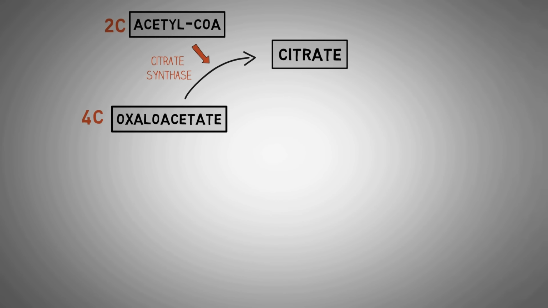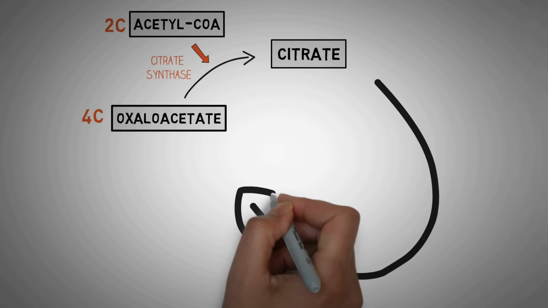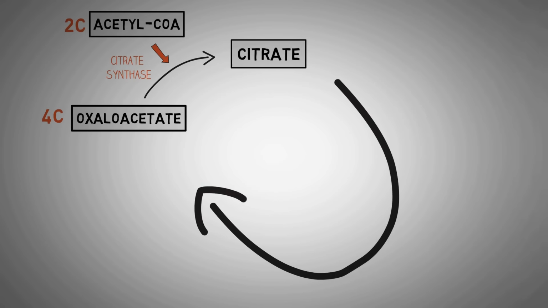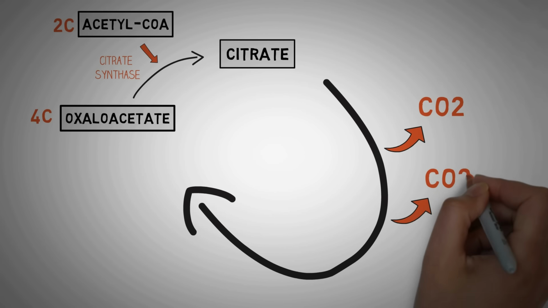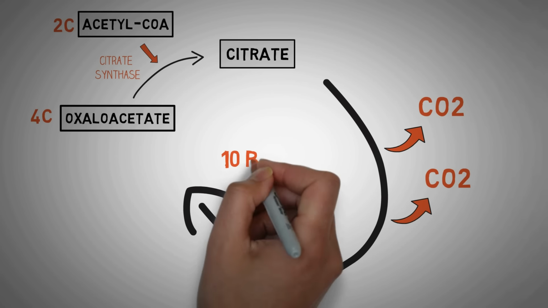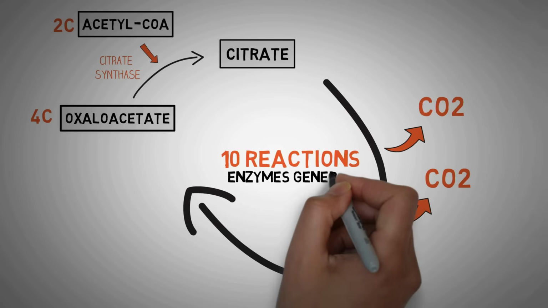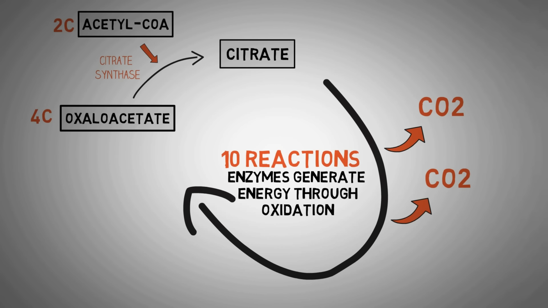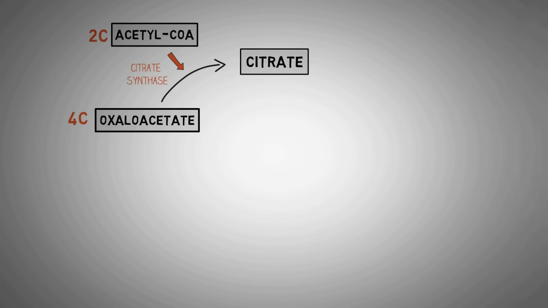The citrate then undergoes a series of enzyme-catalyzed reactions in which it loses the 2 carbons of acetyl-CoA in the form of 2 molecules of carbon dioxide. The conversions, which involve up to 10 chemical reactions, are all brought about by enzymes which use the energy generated through oxidation to attach electrons to NAD and FAD. Now let's look at what happens next with citrate.